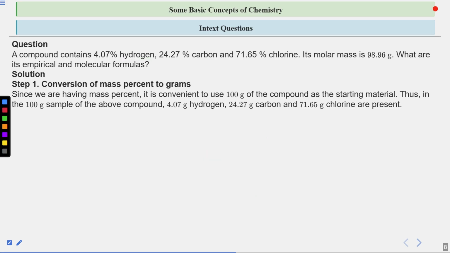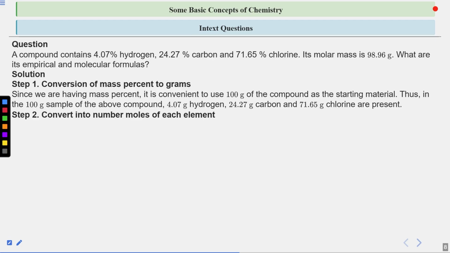It's very simple to understand that suppose you are taking 100 gram of the compound, then the percentage will be equal to the mass. That means in 100 gram of the compound, you will have 4 grams of hydrogen, 24.27 grams of carbon, and 71.6 grams of chlorine. Okay. So in this way, we can convert the mass percent to grams.